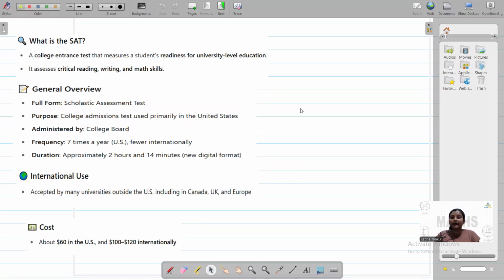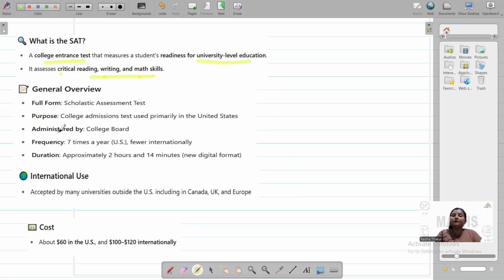First of all, what is the SAT and why is it important to us? The SAT is a college entrance test that measures the student's readiness for university-level education. It assesses skills like critical reading, writing, and math. The full form of SAT is Scholastic Assessment Test, or sometimes Scholastic Adaptive Test as well.